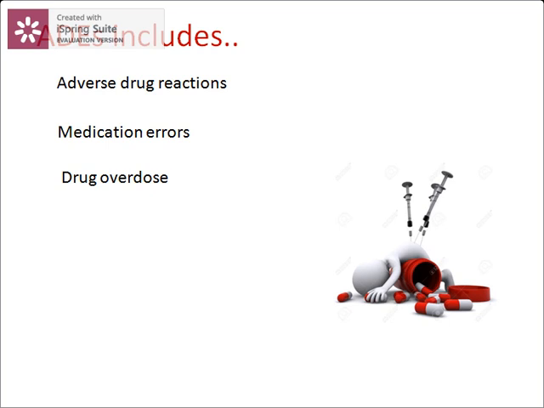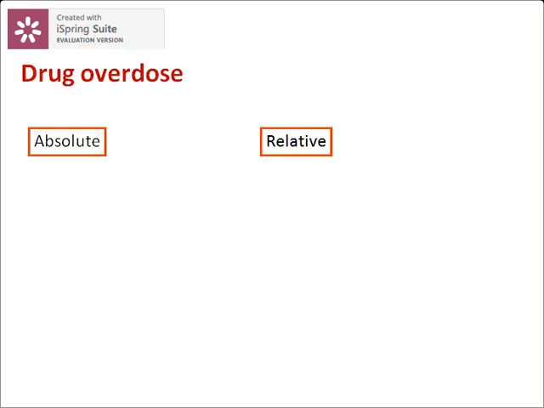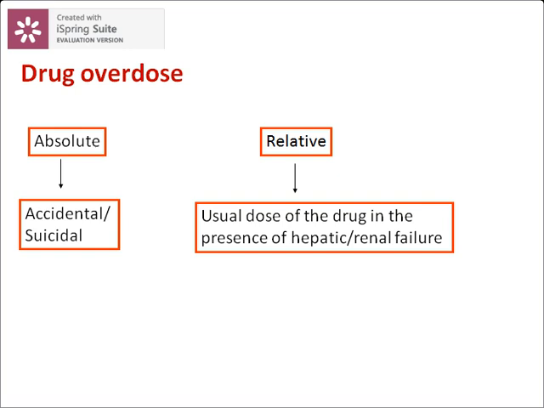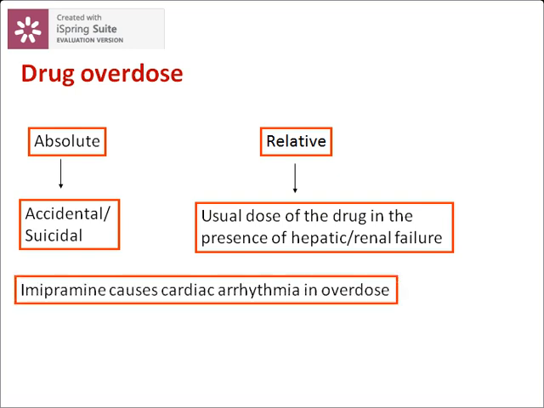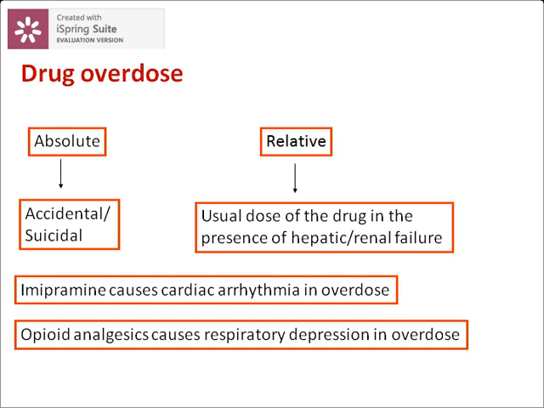The third important type of adverse drug event is drug overdose. That leads to excessive pharmacological actions and toxicity. Drug overdose could be absolute or relative. Absolute means the patient accidentally receives the overdose or receives it with a suicidal purpose. Relative means the usual dose of a drug in the presence of hepatic or renal failure. Central nervous system, cardiovascular system, kidney, liver are commonly involved in drug toxicity. Imipramine causes cardiac arrhythmia in overdose. This is an example of cardiotoxicity. Another example is that opioid analgesics cause respiratory depression in overdose.